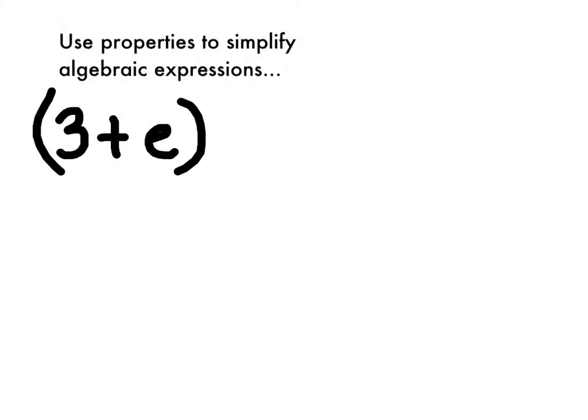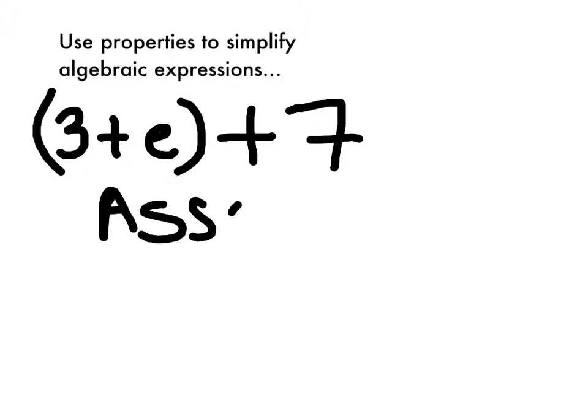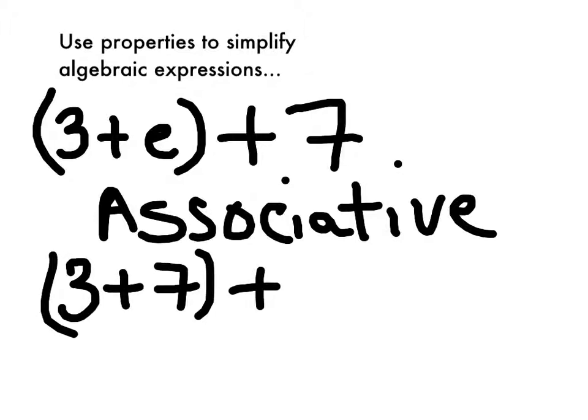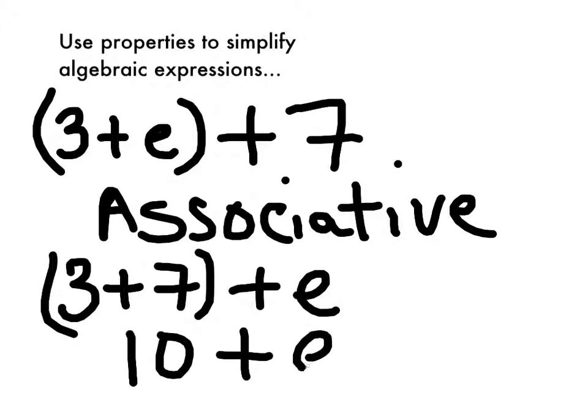And finally, to bring it all together as to why you have these properties, you use them to simplify algebraic expressions. So if I had (3 plus e) plus 7, I could simplify this using the associative property, because I could take the 3 and the 7 and choose to add them together and then add the e onto it. So I'd have the 3 plus the 7, then plus the e. So 3 plus 7 is 10. I'd end up with 10 plus e.